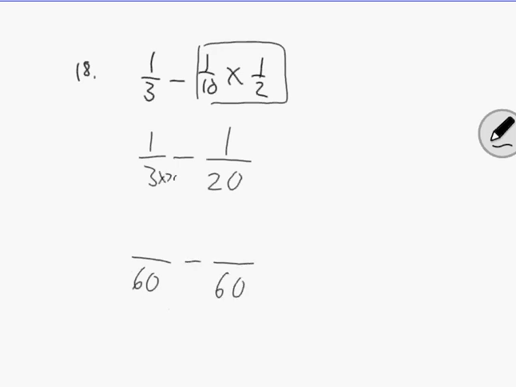I multiply this by 20 to get 60, so I must multiply my numerator to create that equivalent fraction. I multiply this by 3 to get 60, so I have to multiply this by 3 to get 3/60. My answer is 17/60, which is lowest terms.